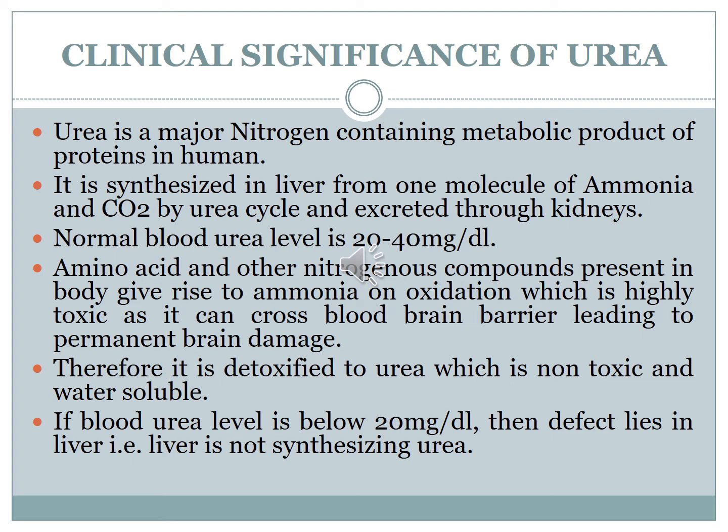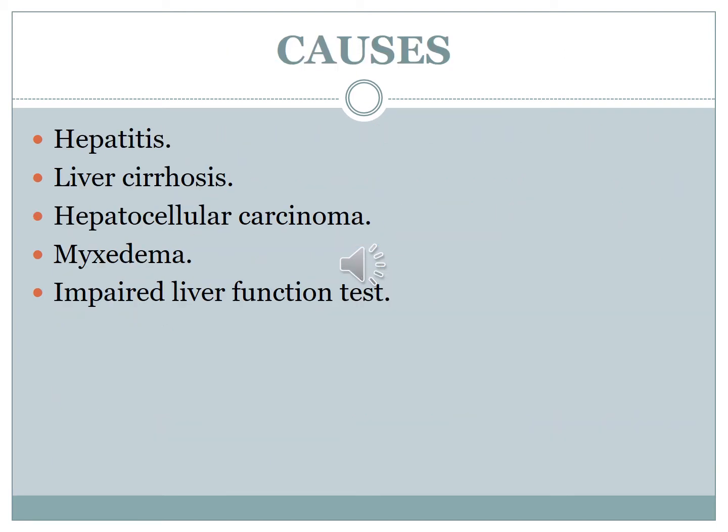If the blood urea level is below 20 milligram per deciliter, it means something is abnormal. Where is the abnormality? It lies in the liver. It means the liver is not synthesizing urea properly. The causes of urea level below 20 milligram per deciliter include hepatitis, liver cirrhosis, hepatocellular carcinoma, myxedema, and impaired liver function tests.